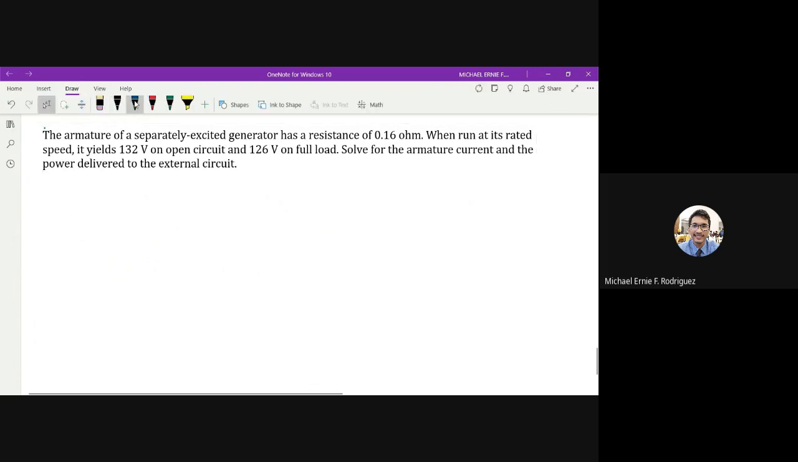Our first problem here is that the armature of a separately excited generator has a resistance of 0.16 ohms. When run at its rated speed, it yields 132 volts on open circuit, and 126 volts on full load. Solve for the armature current, IA, and the power delivered to the external circuit. Okay, so let us draw a separately excited generator. Pag drawing natin yan, ito yung figure natin.